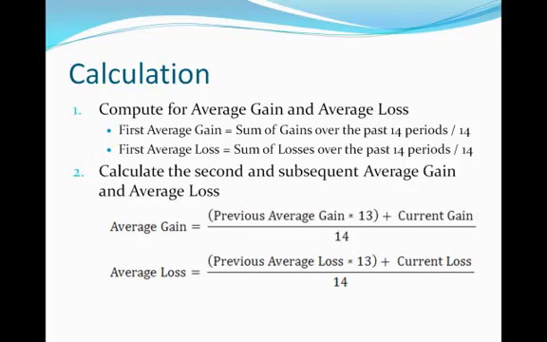The second step is to calculate the second and subsequent average gain and average loss. To get the average gain, the previous average gain is multiplied by 13. The product is added to the current gain and the sum is divided by 14. To get the average loss, the previous average loss is multiplied by 13. The product is added to the current loss and the sum is divided by 14.